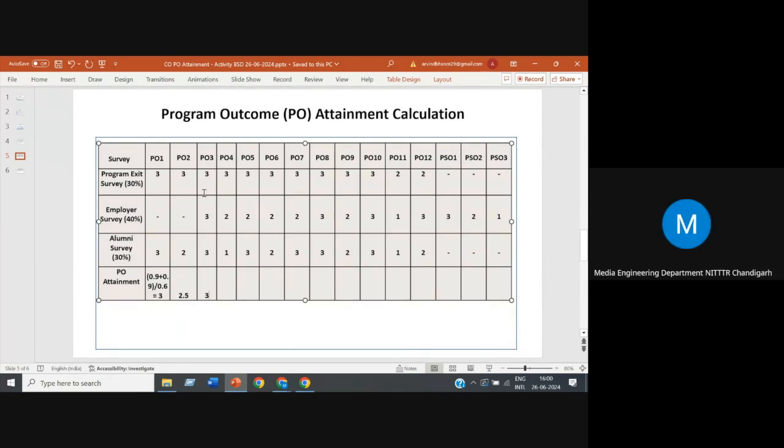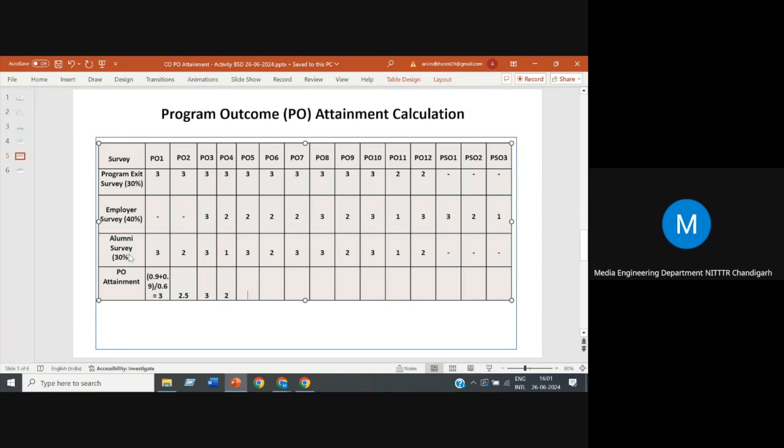It will be 3 into 0.3, 0.9, plus 3 into 40%, 1.2, plus 0.9. So 0.9 plus 1.2 plus 0.9 divided by this, all three are contributing. So divided by 100% means 1. So it will be 3 only. Okay, PO4. 2. Yes, sir. Okay. Next, PO5.